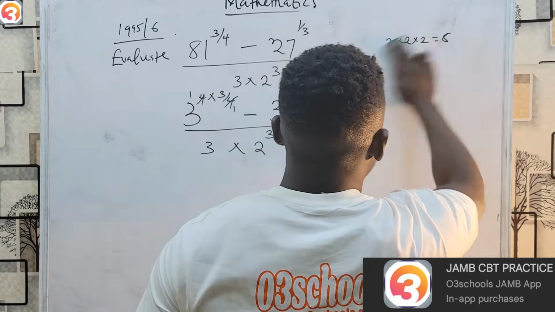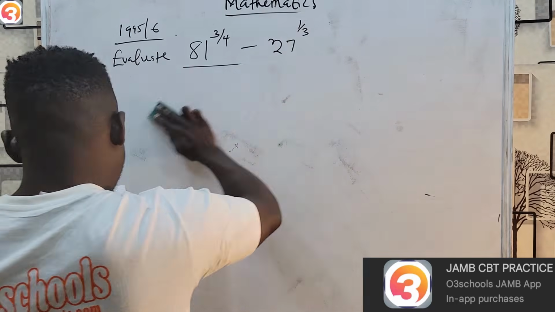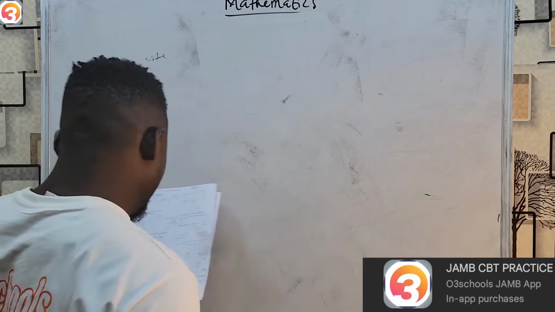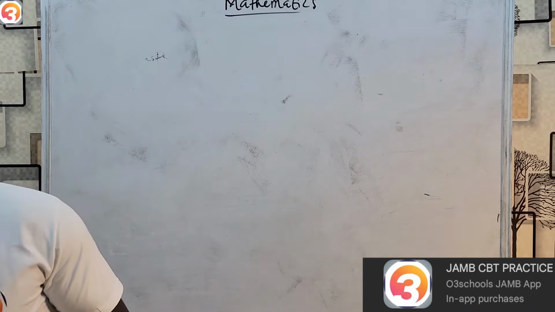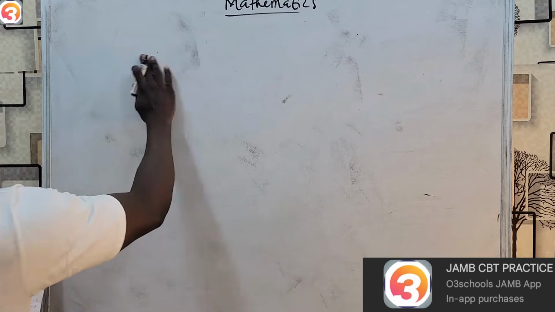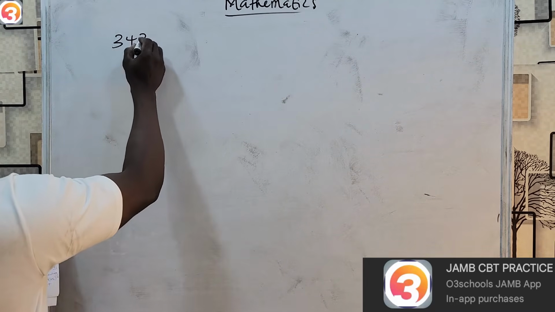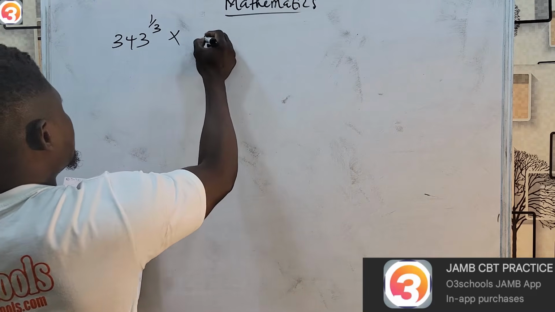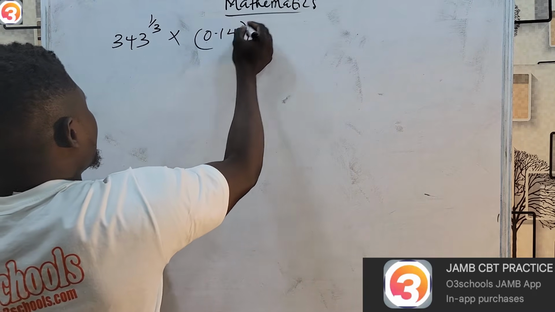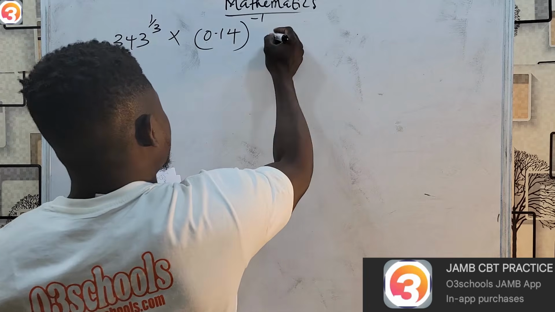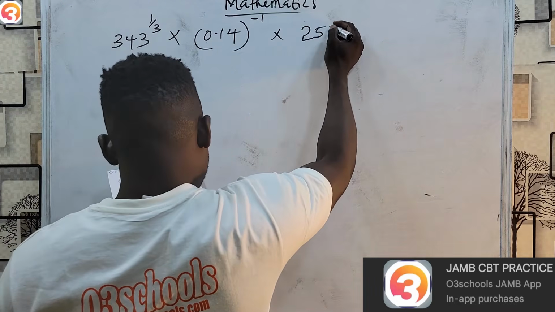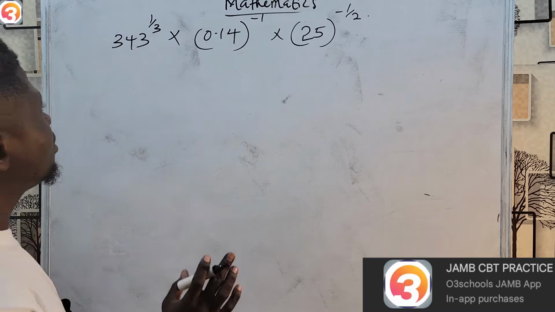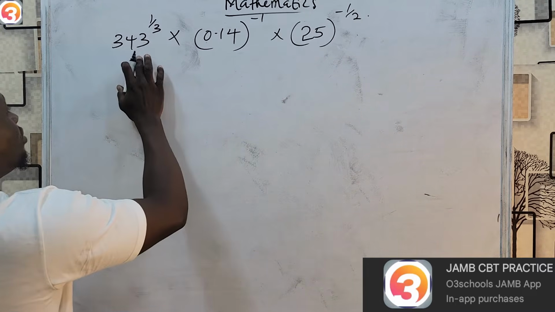All right, so let's quickly move on to the next one. They said without using tables, evaluate, we're told to evaluate 343 raised to the power 1 over 3 times 0.14 raised to the power minus 1 times 25 raised to the power minus 1 over 2. Without using tables, evaluate this. So it's as simple as ABC.